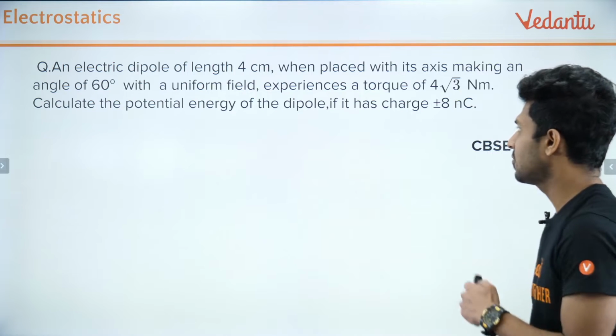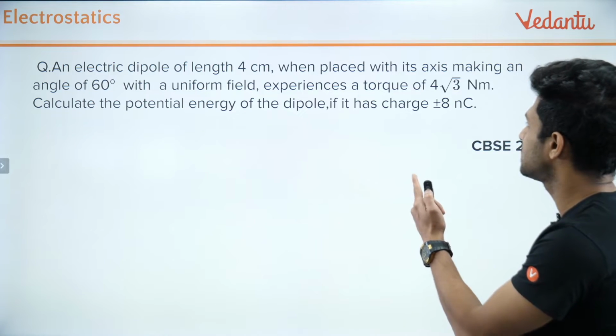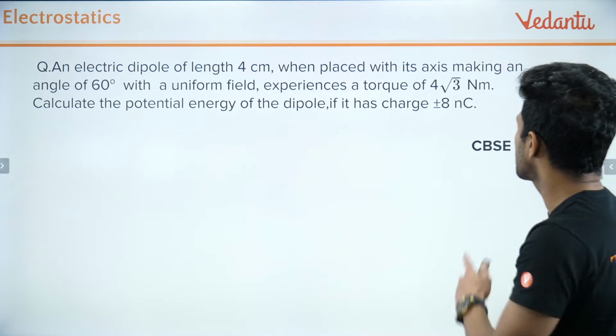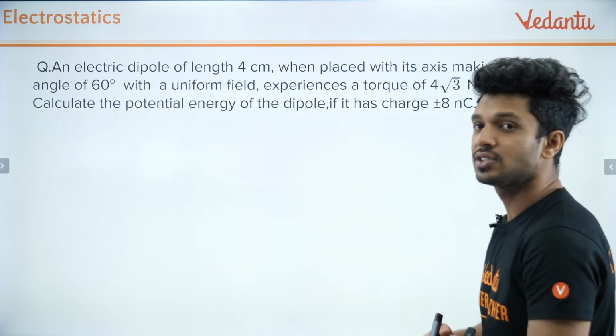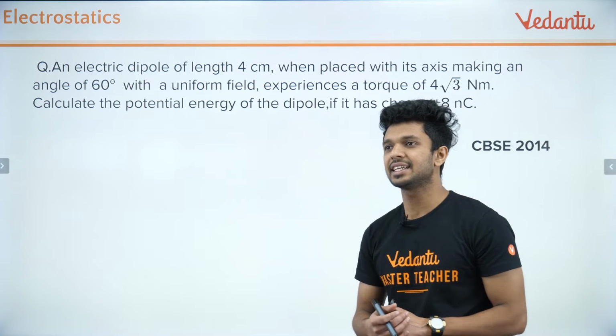An electric dipole of length 4 centimeters, when placed with its axis making an angle of 60 degrees with a uniform field, experiences a torque of 4√3 Newton meter. Calculate the potential energy of the dipole if it has charge of plus or minus 8 nanocoulomb.